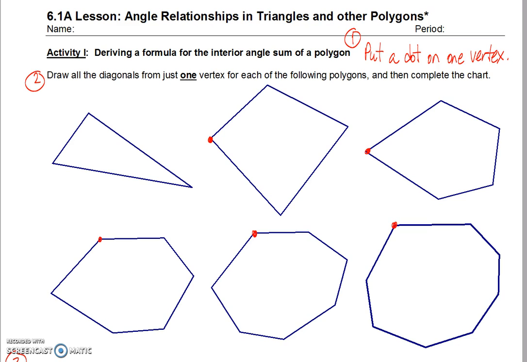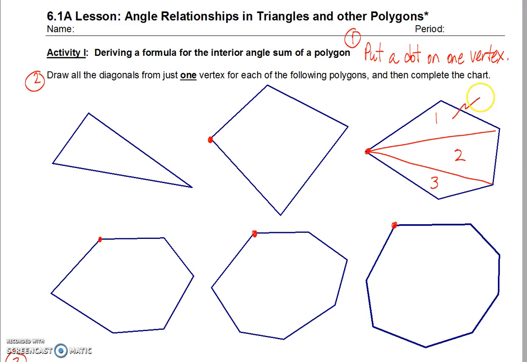And you can see the first step is to put a dot on one vertex in each figure. This isn't going to work on a triangle. There's only one vertex and you're going to be drawing diagonals. But let me show you what that looks like on the pentagon. From the pentagon that I've drawn my vertex, and it doesn't matter which vertex you pick, I'm just going to draw, freehand, all the possible diagonals from that vertex. And you can see I have separated this pentagon into 3 triangular shapes.